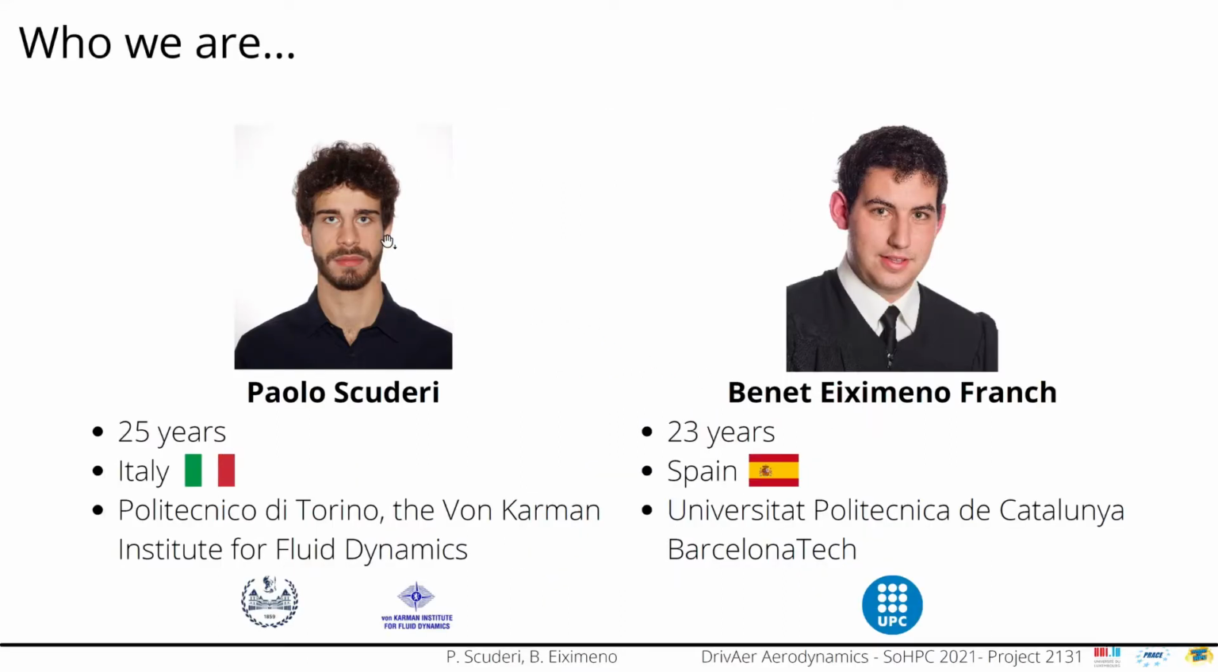I'm Paolo Scuderi, I'm 25 years old and I'm from Italy, and I studied at Politecnico di Torino University and the Von Karman Institute for Fluid Dynamics. My mate is Benet Eiximeno Franch, he's 23 years old, he's from Spain and he's a student of Universitat Politècnica de Catalunya Barcelona Tech.